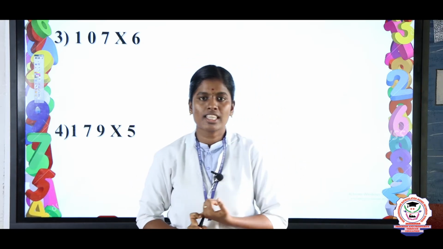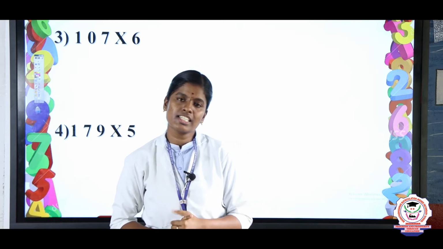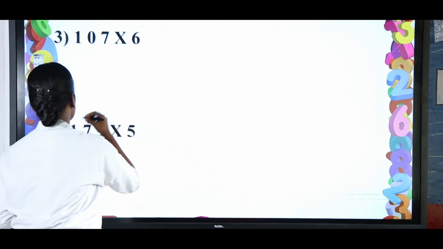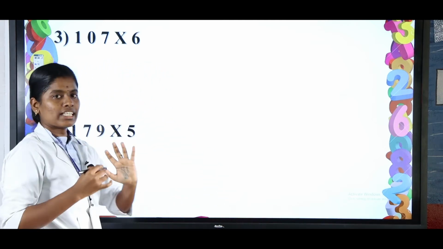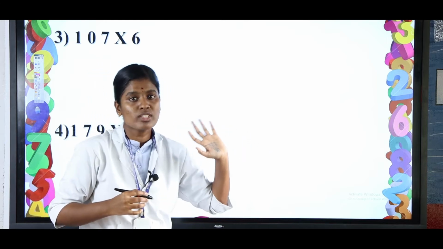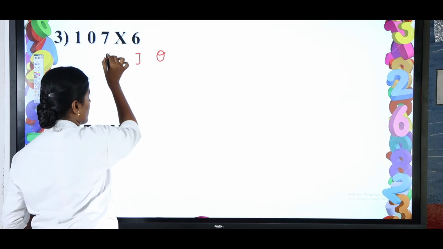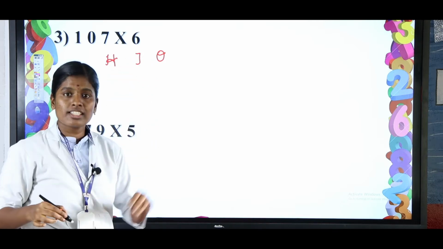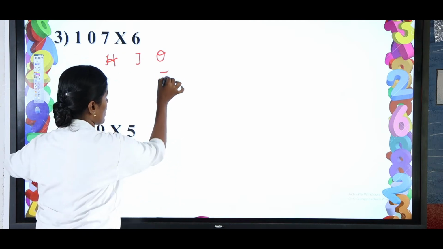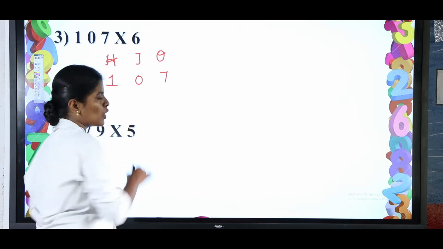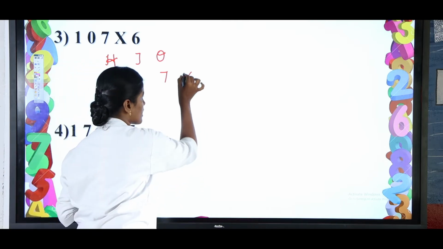So tell me Nazreen, what is the answer? 6 fours are 24 and 6 fives are 30, 6 sixes are 36 and finally 6 sevens are 42. Before writing the table, first we will write the place values and the question. So first write ones, tens, hundreds. Here the ones place value is 7, the tens place value is 0 and the hundreds place value is 1. Then take a 6.